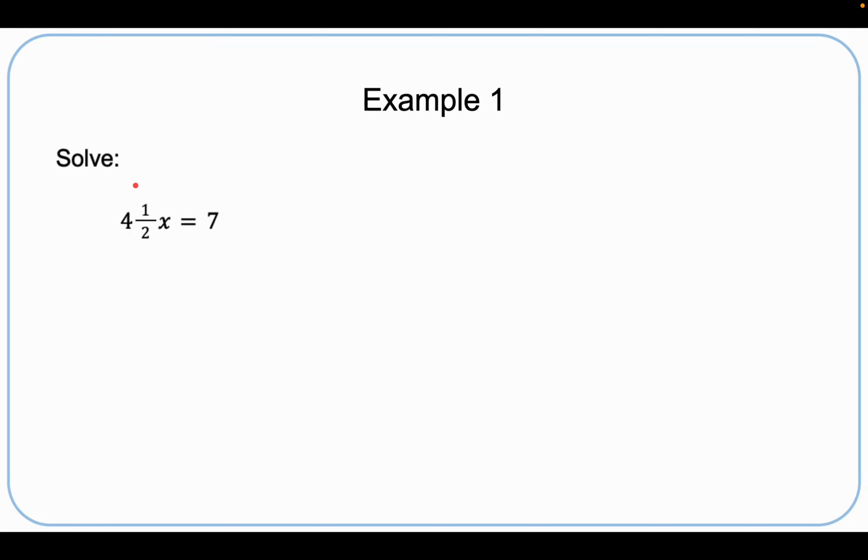So here's an example, 4.5 times x equals 7. So the first step we need to do is just change this mixed number to an improper fraction. So that would make that 9 halves. 4.5 is 9 halves. x equals 7.